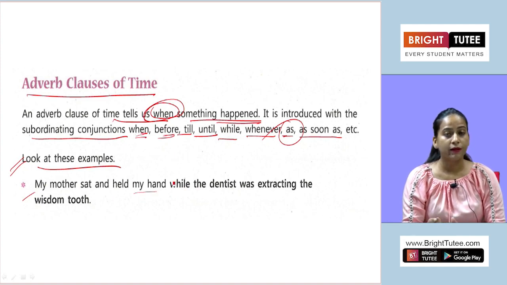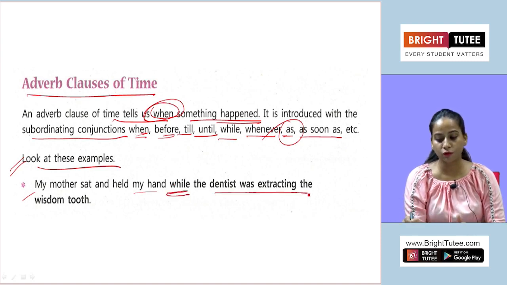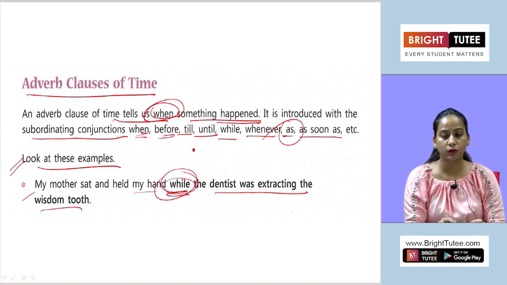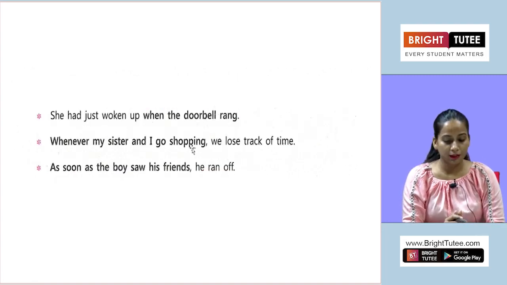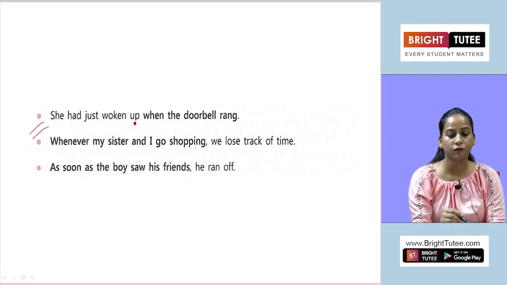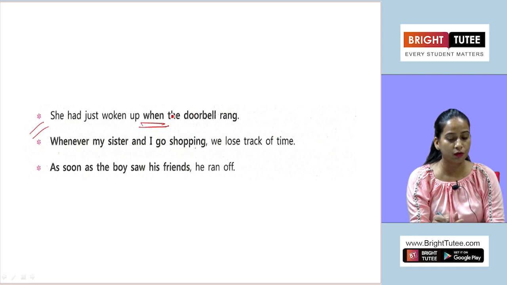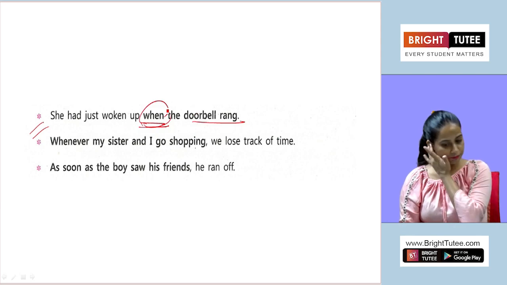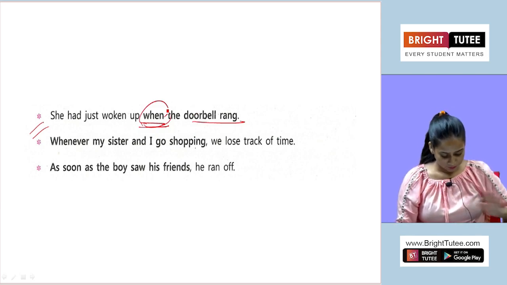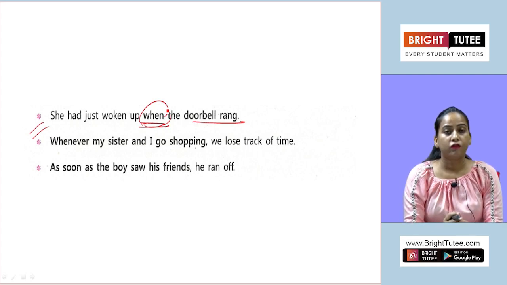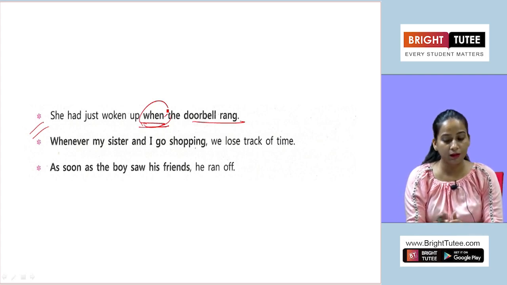So when you get the question, when did your mother sit and hold your hand, you get the answer: while the dentist was extracting the wisdom tooth. So this is the conjunction word used for your adverb clause of time. Same we are going to say in the next examples. She had just woken up. When had she woken up? You get the answer: when the doorbell rang. She had just woken up when the doorbell rang.